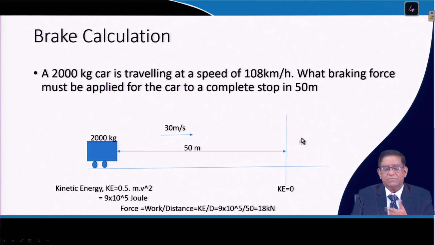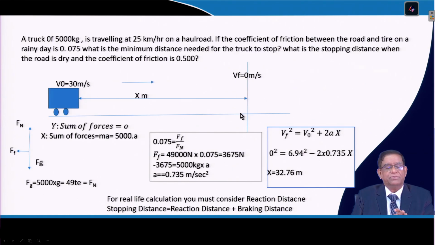So, what is the basic principle? You find out, if it is running at a particular speed, what is the kinetic energy over here. That kinetic energy you can calculate, and it comes out to 9 million joules. So, at the time it has stopped, the kinetic energy will be 0. So, force is work divided by distance. By that simple calculation you can find out what will be the force to be applied over there. So, such types of problems you can do.